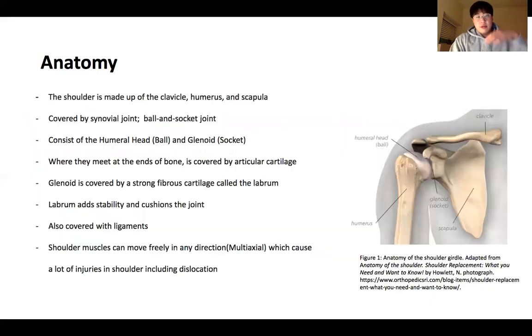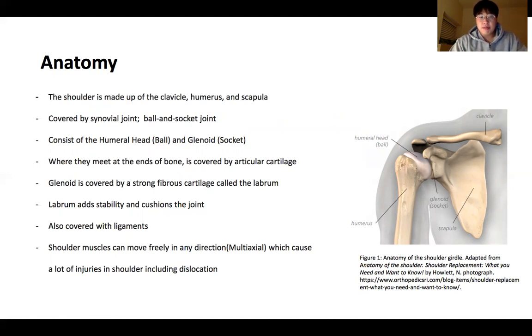Now I'm going to talk about some anatomy of the shoulder. The shoulder is made of the clavicle, humerus, and scapula. It is a synovial joint, a ball and socket joint, consisting of the humeral head and glenoid, which is why it's called ball and socket. Where they meet, the ends of the bones are covered by articular cartilage. The glenoid is covered by a strong fibrous cartilage called the labrum. The labrum adds stability and cushioning to the joint, and it is also covered with ligaments.